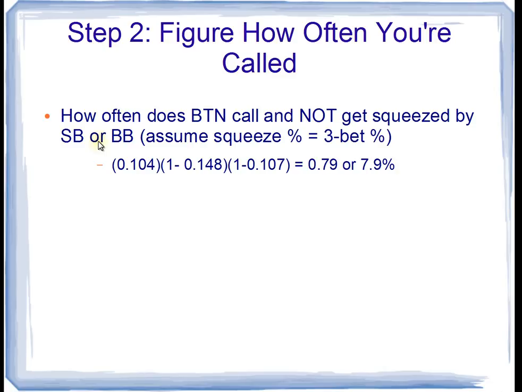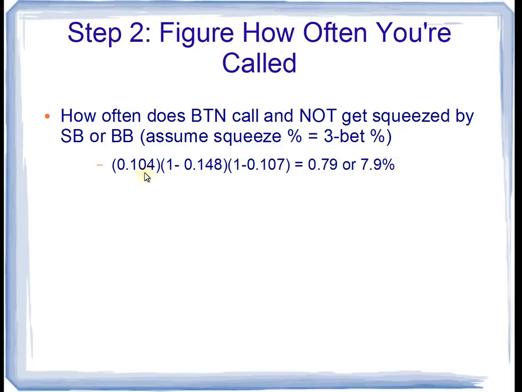All right, so we want to figure out how often does the button call and not get squeezed. Because remember, if the cutoff opens with the worst hand in his range and he faces a 3-bet or faces a squeeze, he's going to fold. So we want to see how often the cutoff can open and then get called without getting 3-bet, so he at least gets to see the flop. All right. So the button is going to call 10.4% of the time, so that's the 0.104. And then the small blind is not going to 3-bet, 1 minus 0.148, because 0.148 is 14.8%, which is the small blind 3-bet. Then we multiply that again lastly by 1 minus 0.107 because 10.7% is the big blind 3-bet.